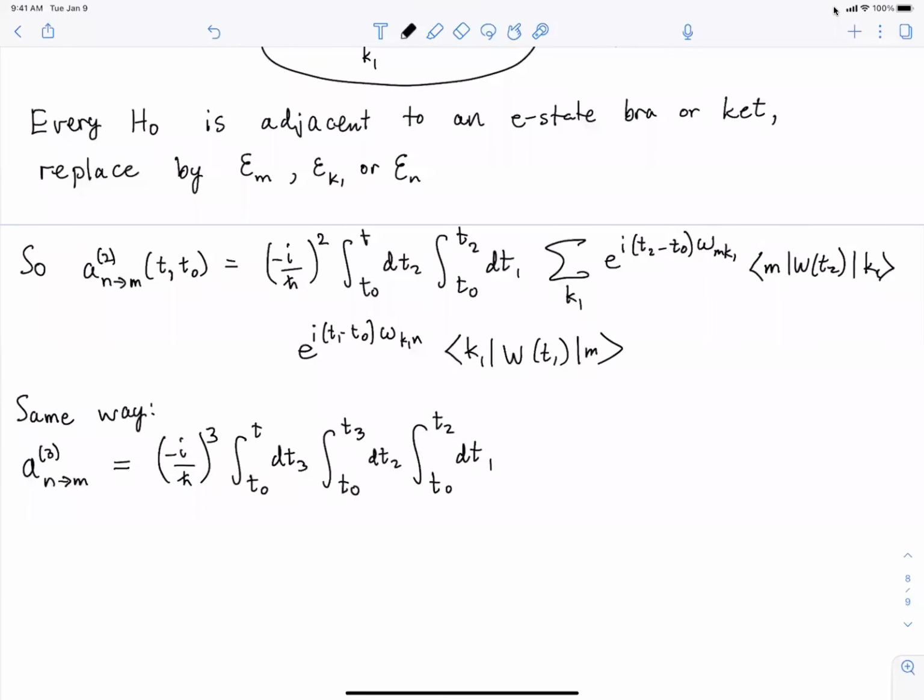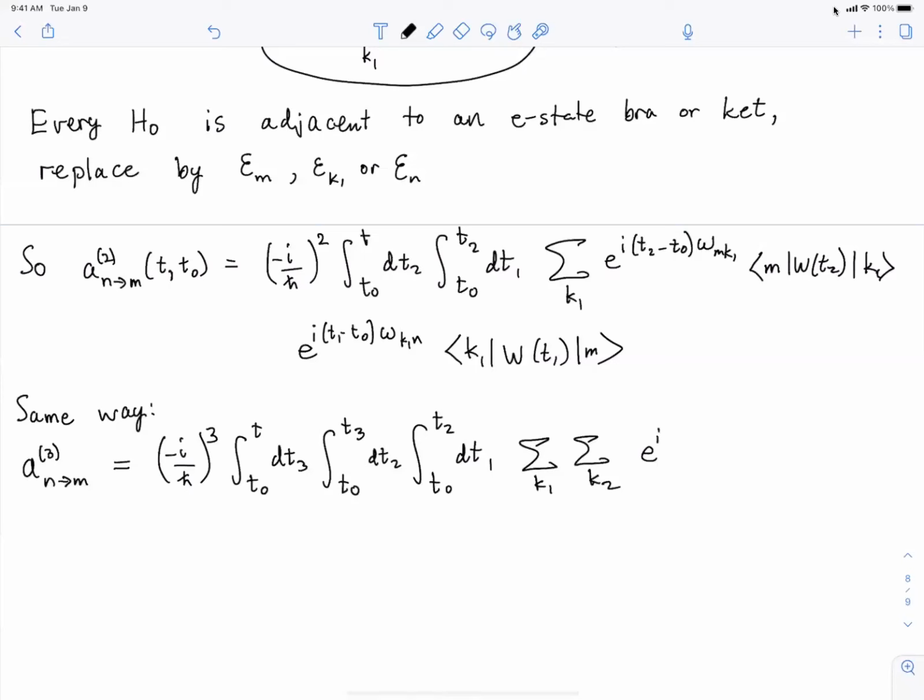Now I have all the e to the i h0 things, and for each one of them, I'm going to put in a complete set of states. So now I'm going to do a sum over two complete sets of states, K1 and K2. By the way, that explains why I called it K1 and not just K before. It's because in the general case, there will be K1, K2. If I did fourth order in perturbation theory, there would be K3.